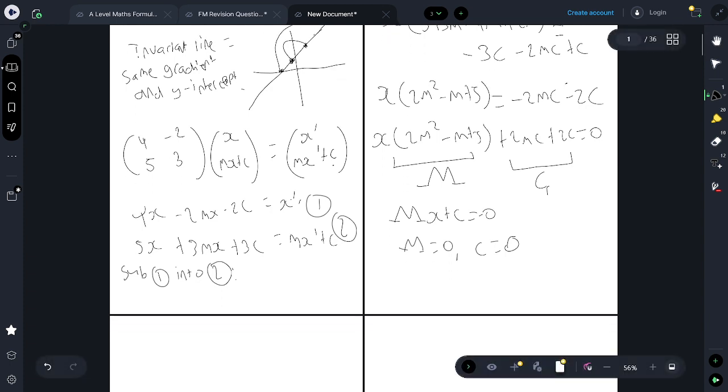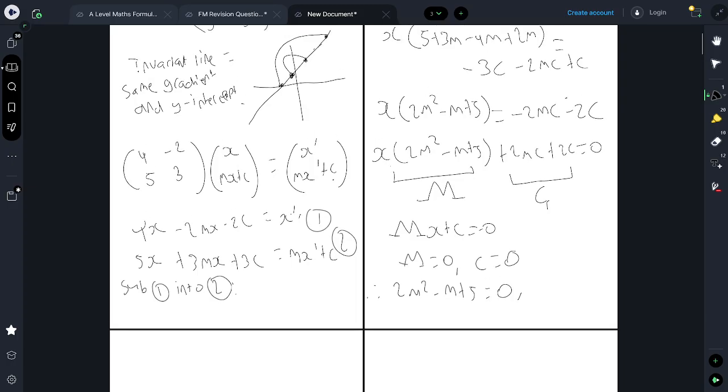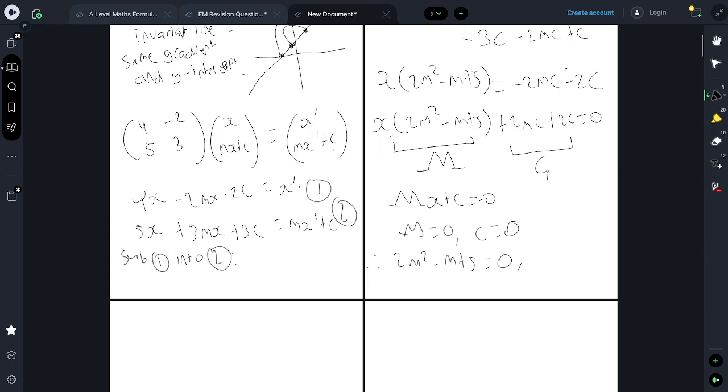So that's what we're going to do. The both components essentially have to be 0 for this to happen. So that means 2m squared minus m plus 5 is 0. We'll do this bit first. So what happens here? Well, notice the question's asking us to show there are no solutions. Well, let's try and solve it then.